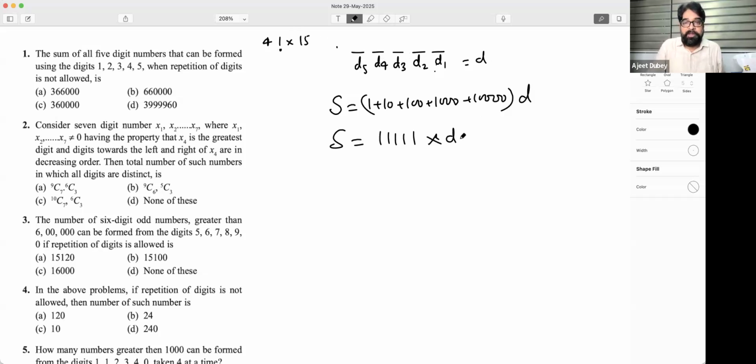So 24 into 15. The summation will be 11111 into 15 into 24. 4 factorial is 24. I will use the calculator. 24 into 15 into 11111. This will be the answer. So D will be the answer.